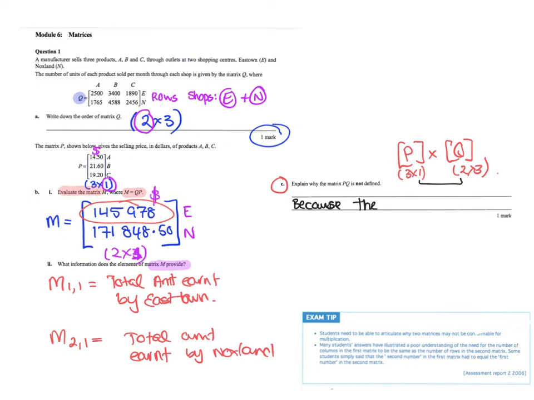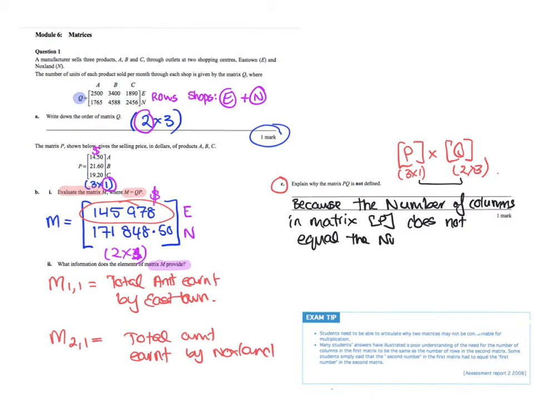the number of columns in matrix P does not equal the number of rows in matrix Q. Okay, so I have explained that that's not equal.